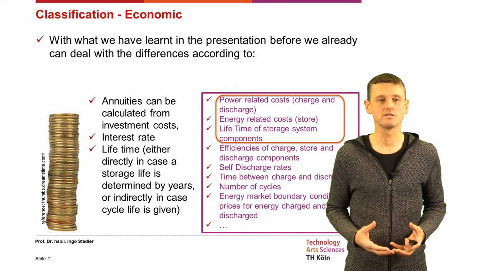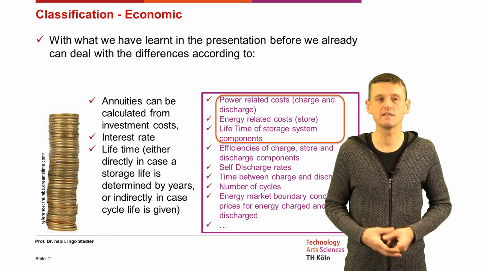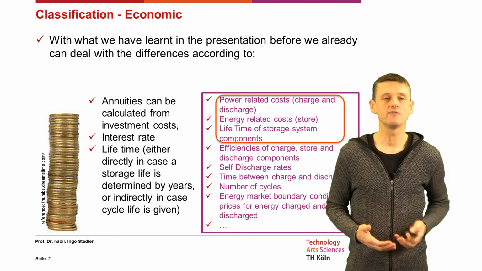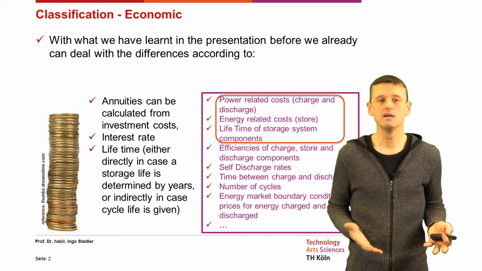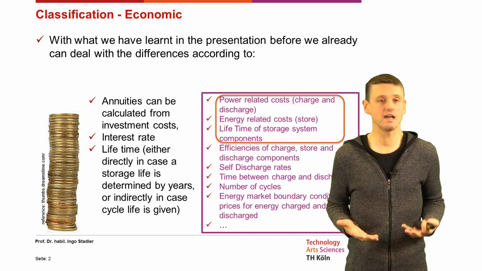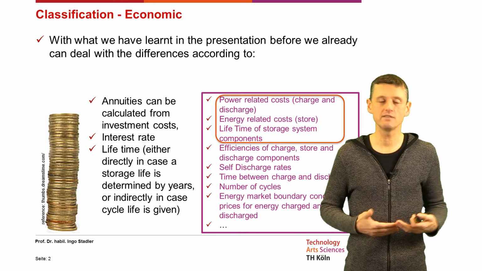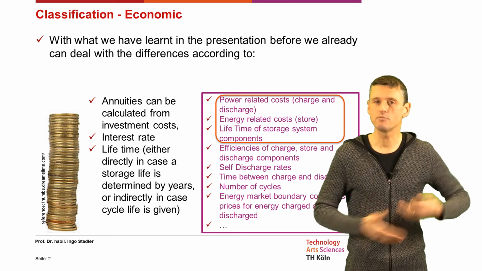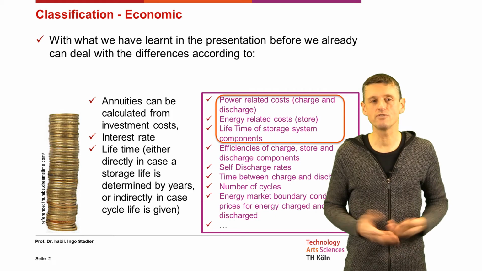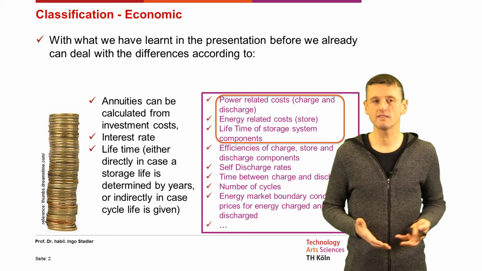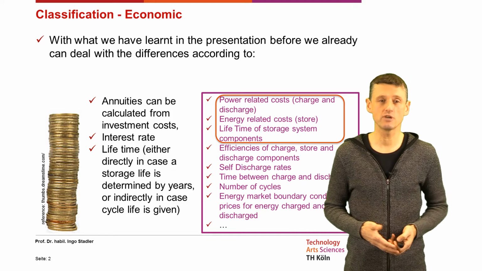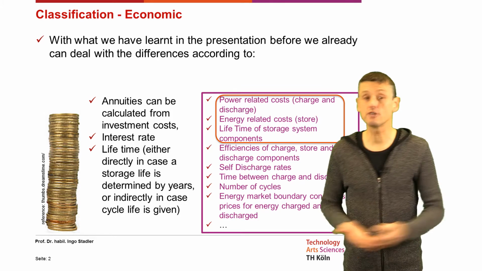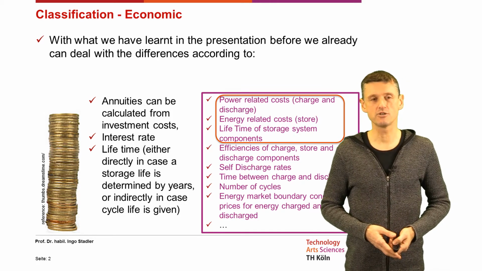The annuities of our storage components can be calculated from the investment costs, the interest rate, and their lifetime. This lifetime might be directly given as a storage life in years, or indirectly we can calculate it when it is given, for example, by the cycle life, the number of cycles they can do within their lifetime. With that we can deal with power related costs, the charger and discharger, energy related costs, and we also already consider here the lifetime of different storage systems.